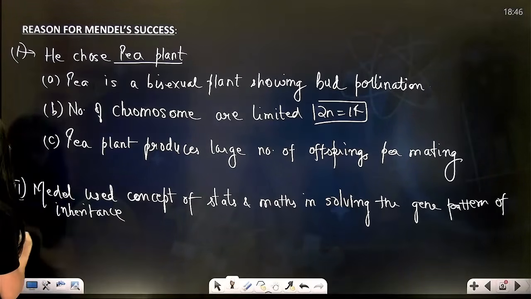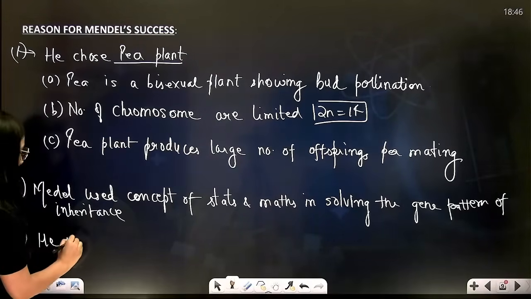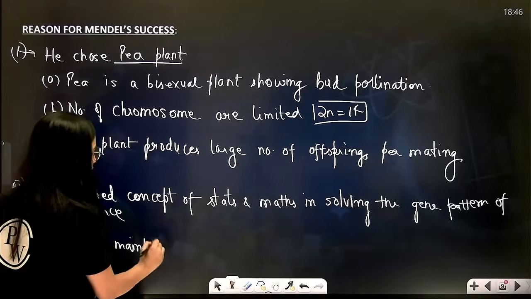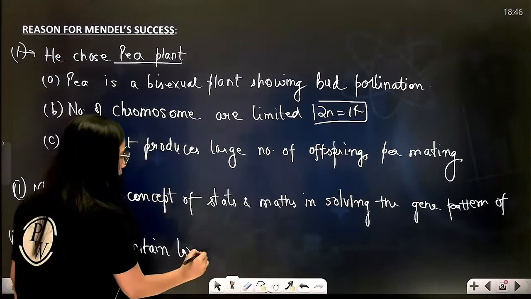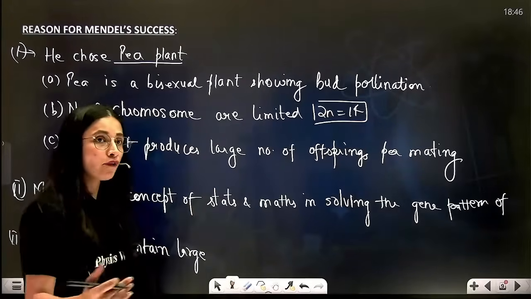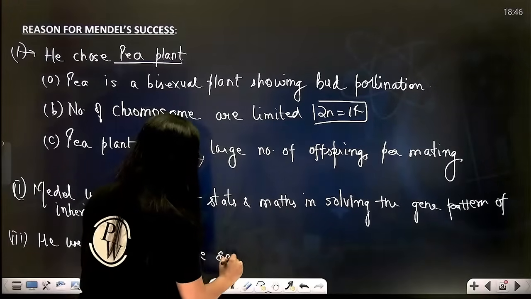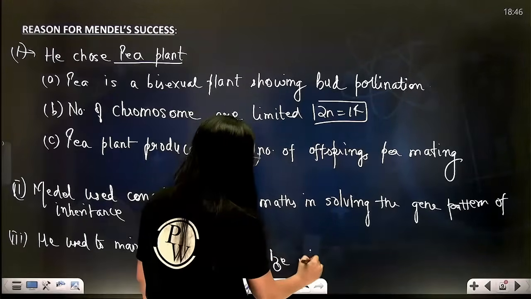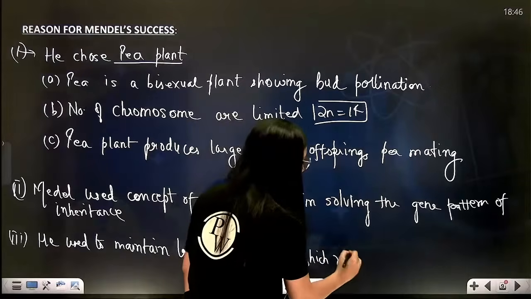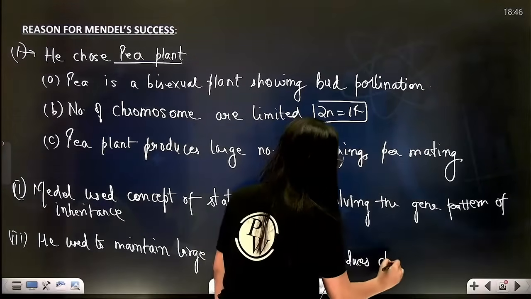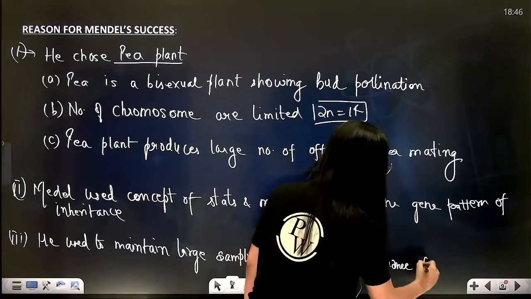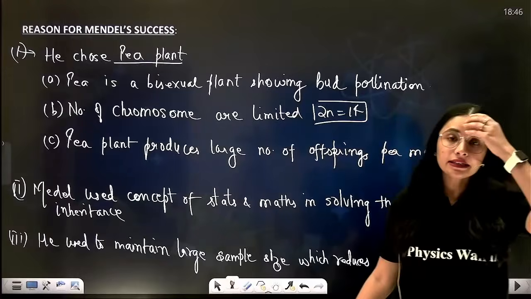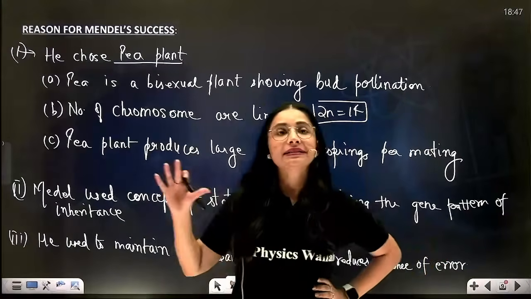Next point. Mendel always used to maintain a large sample size to reduce the chances of error. Clear? So these are certain reasons associated with Mendel's success.